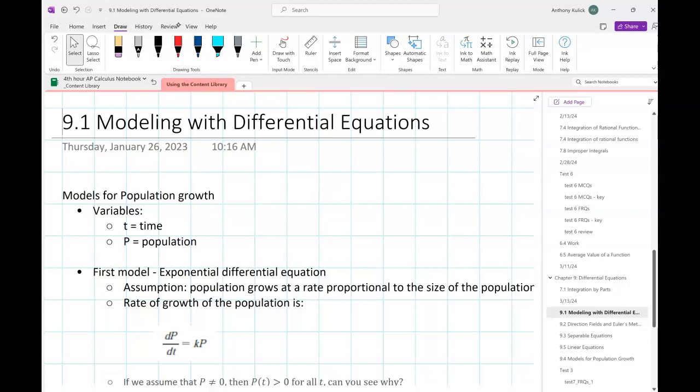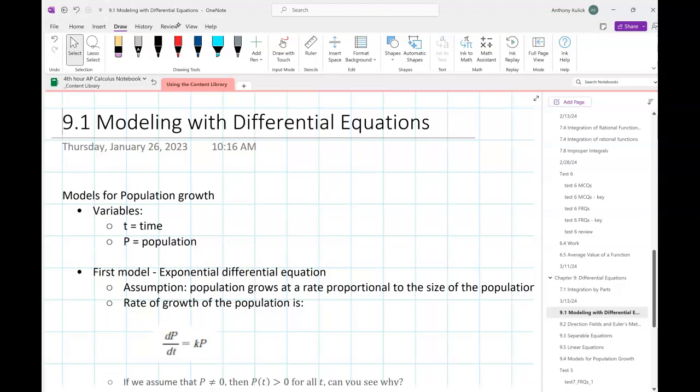So if you have a population and you're looking to describe how that population is changing, you really have 2 variables. You have time and you have the population, right? So let's assume that we have exponential population growth. We're just going to assume that population grows at a rate proportional to the size of the population, which probably isn't much of a stretch, right?